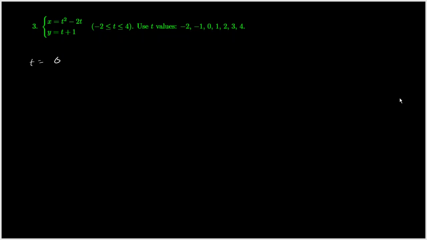I'm not going to do the question in detail. A t value of 0 will give you the point with x coordinate of 0 and y coordinate of 1. So the point with x coordinate of 0 and y coordinate of 1 is on the curve. Again, you have many choices of t values, and correspondingly, you have a curve. I will show you the computer sketch of the curve.